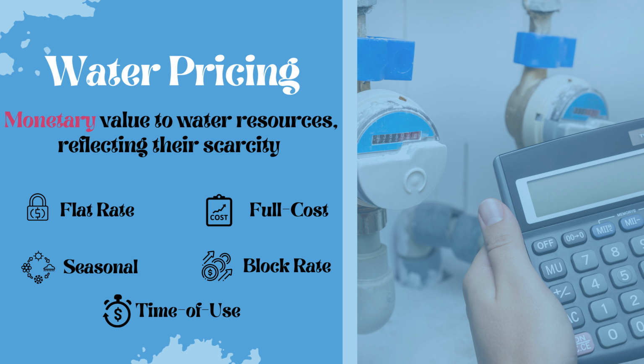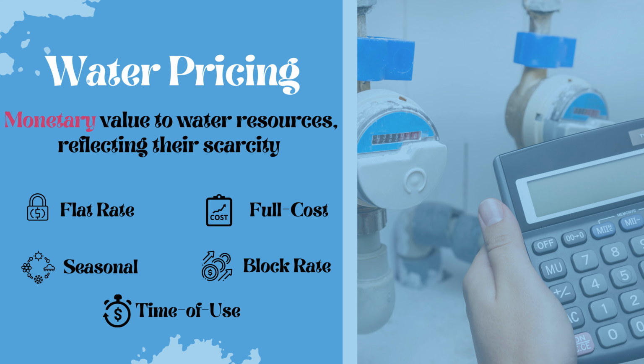Time of use rates. This charges users based on when they use water. Peak hours, when everyone is using water, might cost more, while off-peak hours are cheaper. Think of it like paying less for electricity at night when demand is lower. Water pricing can be complex, but understanding these different types helps us appreciate the value of water and use it more responsibly.